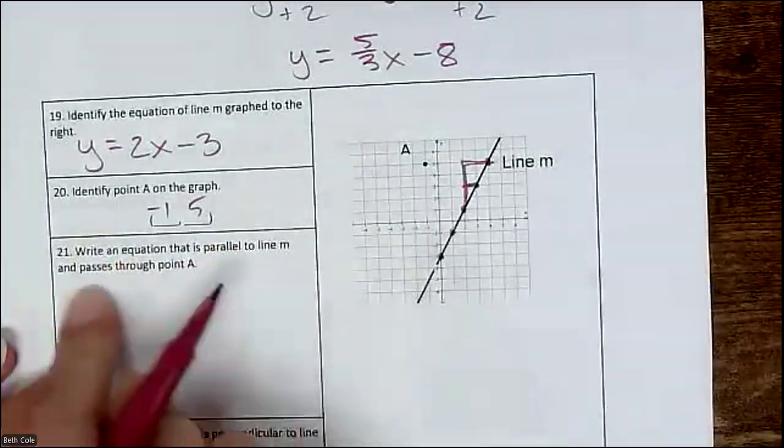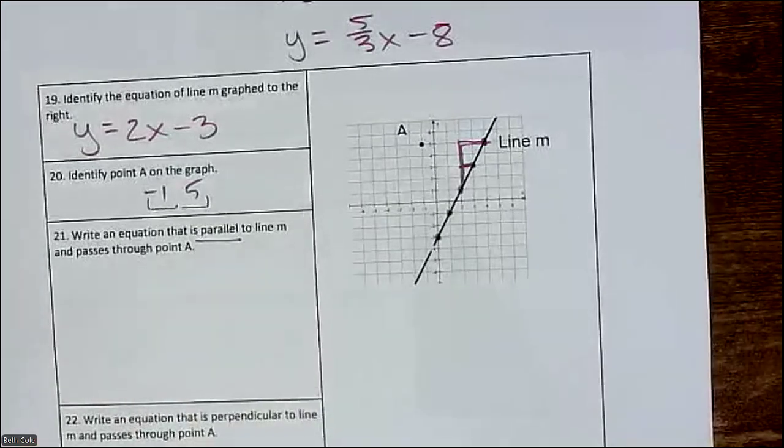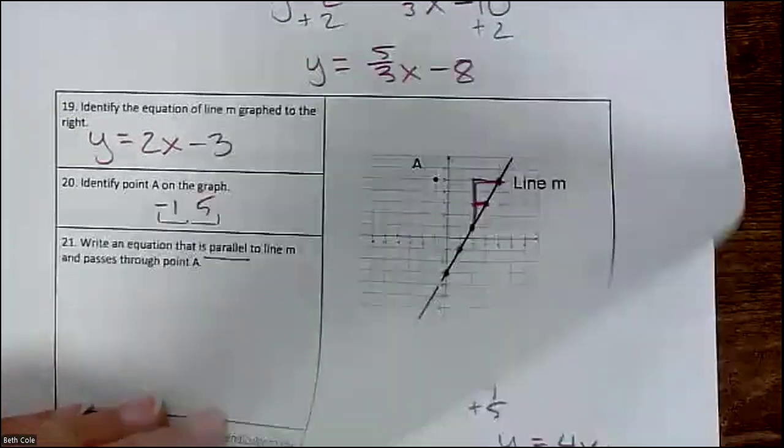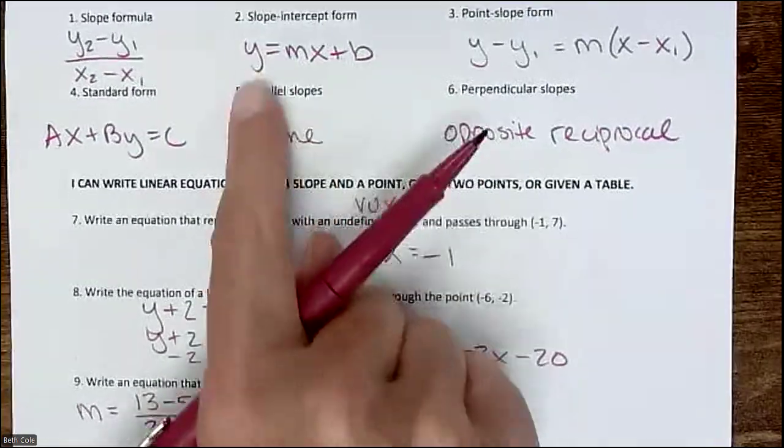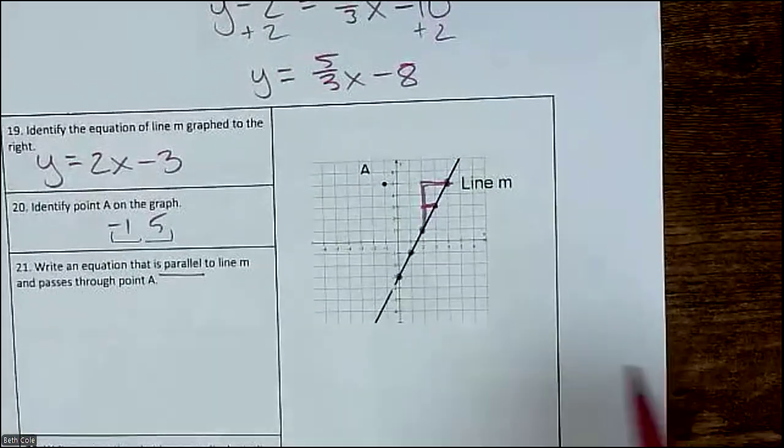So does this say parallel or perpendicular? I want you to read. Parallel means the same slope. Be like, hey, I didn't remember that. Well, when you match it up on the first page, see how it says parallel slopes are the same? Just look back at that. Use the test to help you take the test.